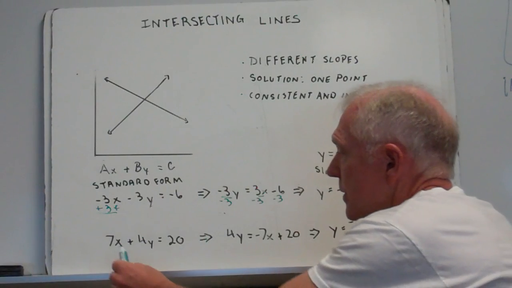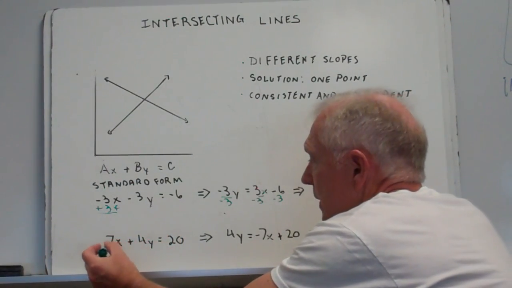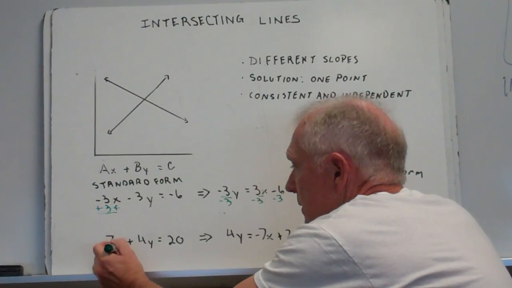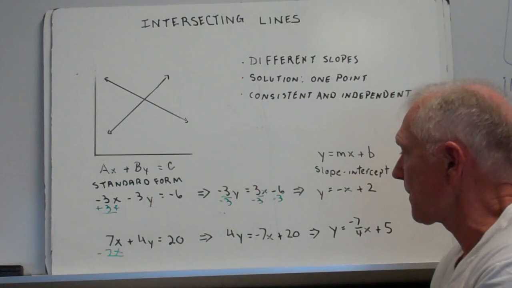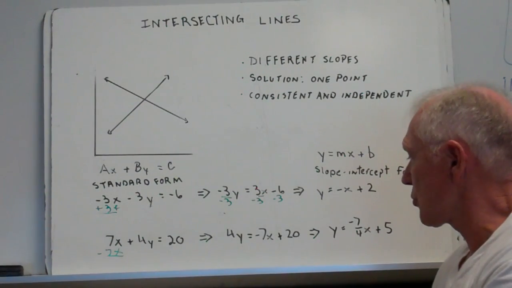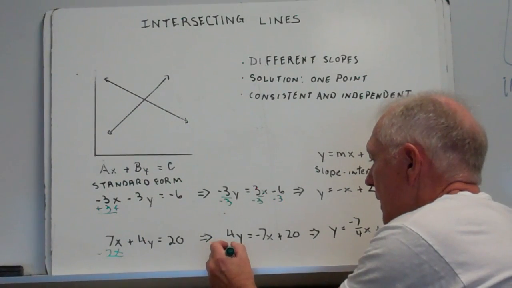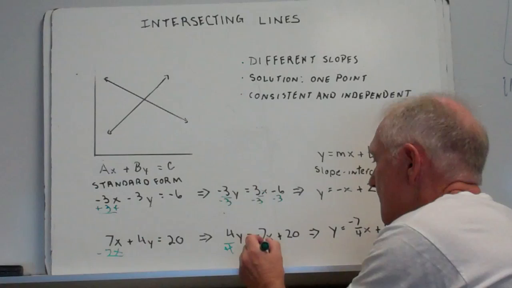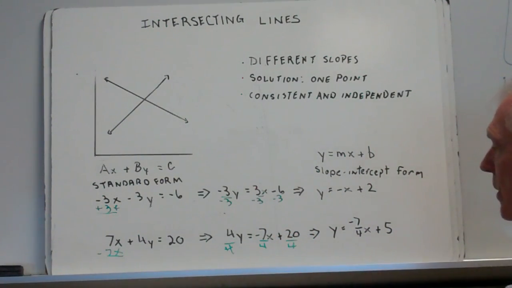My other equation is 7x plus 4y equals 20. So the first thing I did was, again, move the x to the other side of the equal sign by subtracting 7x. Now I have 4y equals negative 7x plus 20. My last step is to divide everything by 4. Final equation, y equals negative 7 over 4 x plus 5.